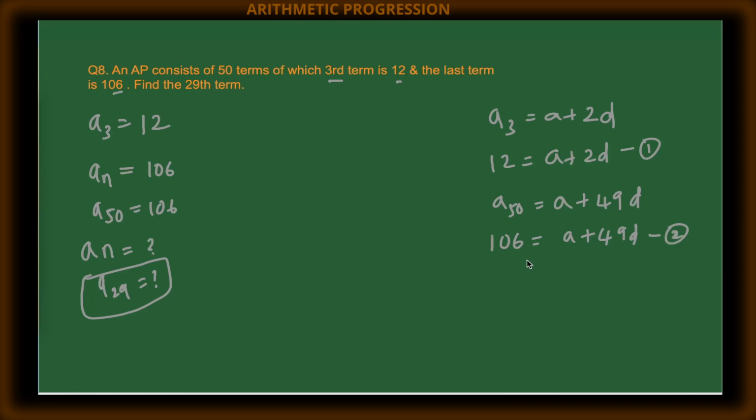So let's try to solve with this. We'll get the values of the two unknowns A and d. First equation, A plus 2d is equal to 12. Second equation, A plus 49d is equal to 106. By subtracting, we'll get this value. The minus sign is there, minus 47d.